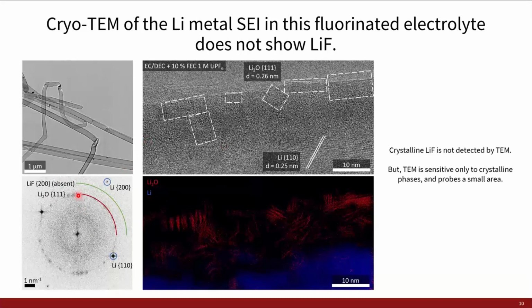But of course, this mode of high resolution imaging is sensitive to only crystalline phases, and we're probing a very small area of the actual material. So in principle, if lithium fluoride were amorphous, we would not be seeing it in high resolution imaging.